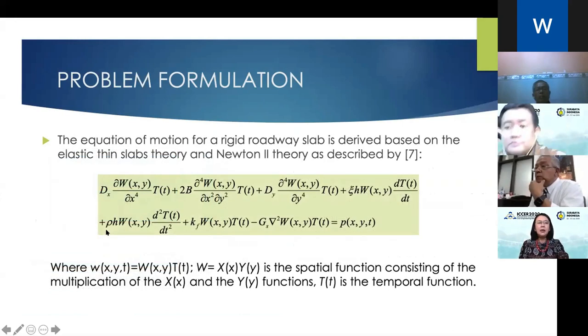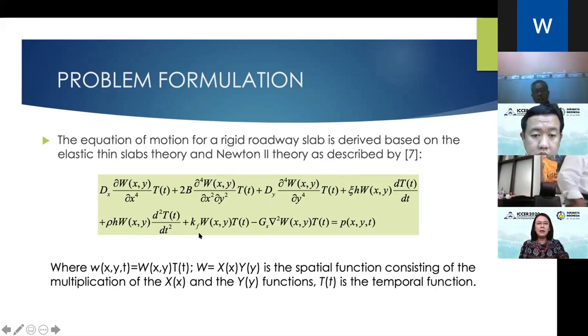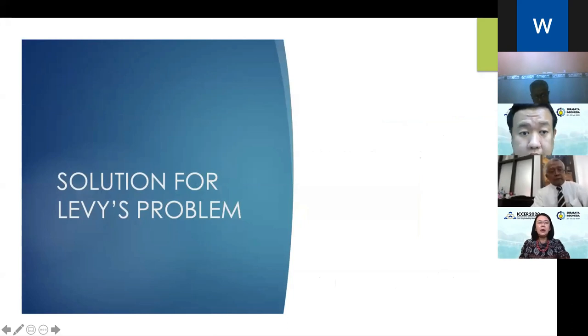The equation of motion for a rigid roadway slab is derived based on the elastic thin slab theory and Newton's second law. This is a 4th-order partial differential equation. In this equation, Dx is the flexural rigidity in the x direction, B is the torsional rigidity, Dy is the flexural rigidity in the y direction, C is the damping ratio, rho is the mass density of the slab, Kf is the stiffness coefficient of the soil underneath the slab, and Gs is the shear modulus of the soil underneath the slab.